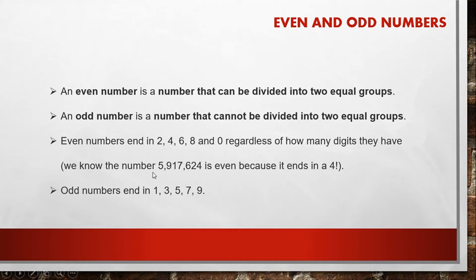We know the number 5,917,624 is even because it ends in a 4. Odd numbers end in 1, 3, 5, 7, and 9.